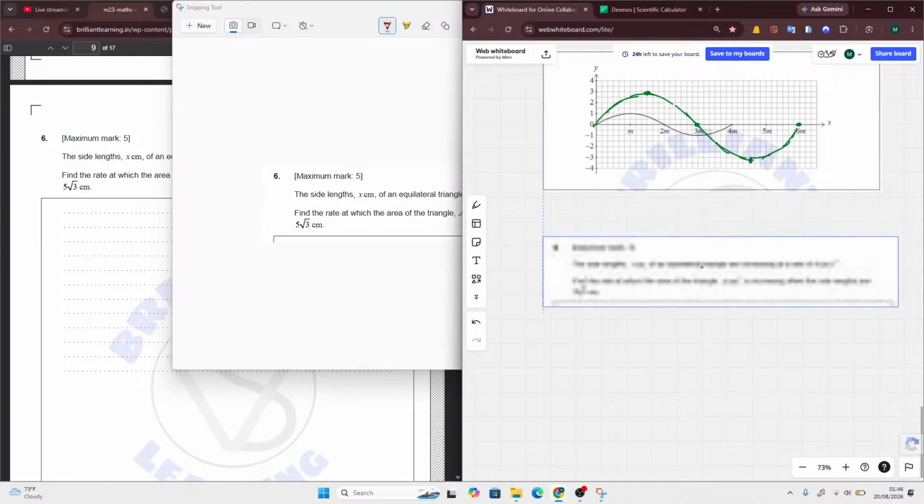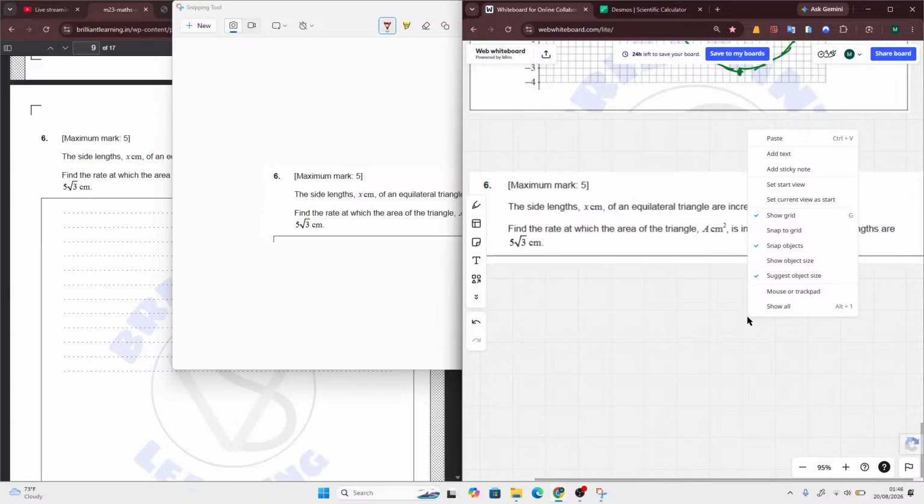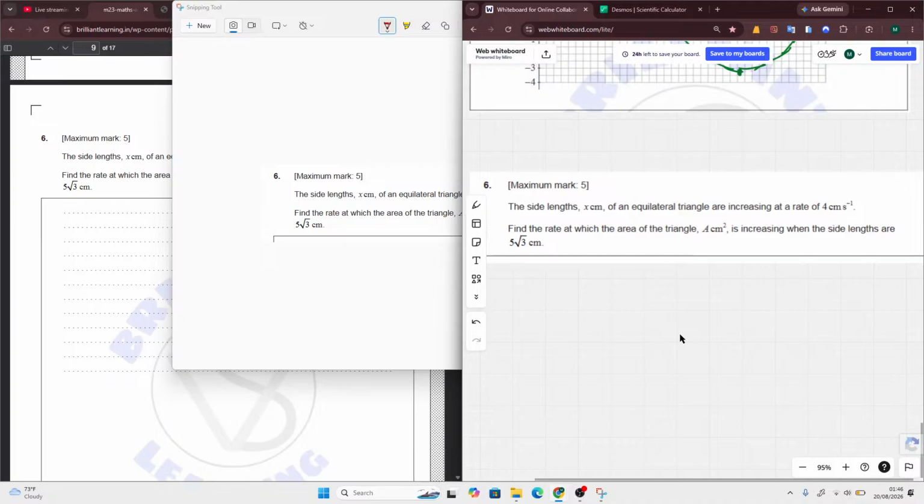Okay, so the side lengths x of an equilateral triangle are increasing at a rate of 4 centimeters per second. Find the rate at which the area of the triangle is increasing when the side lengths are 5√3.